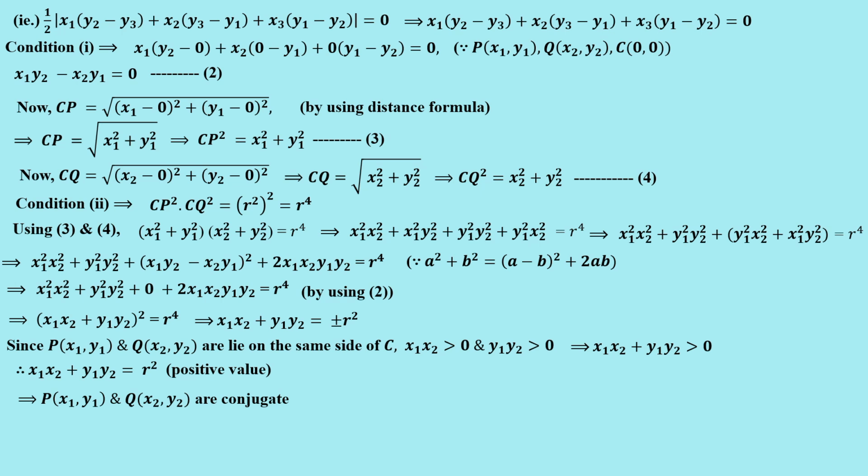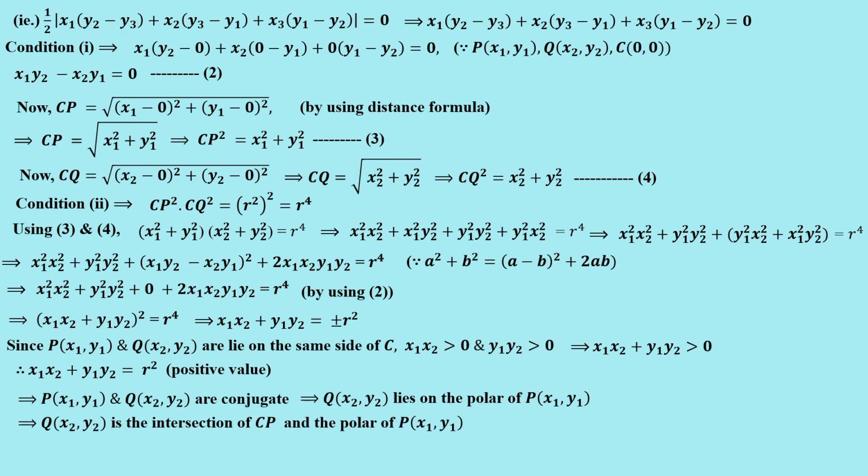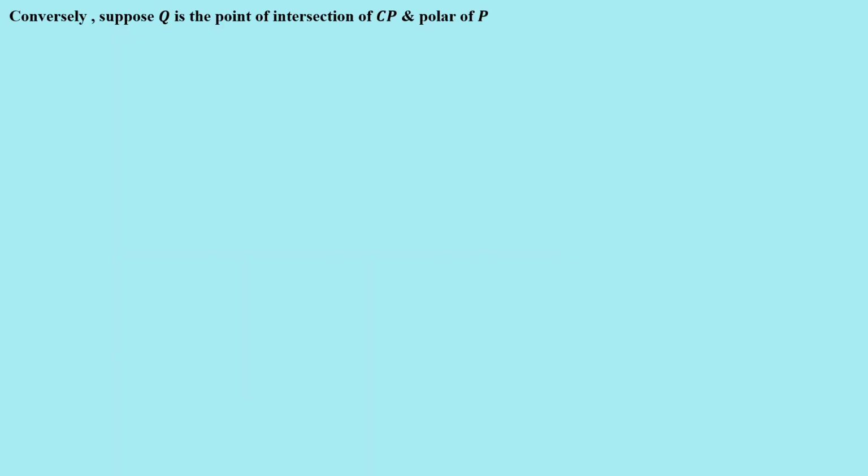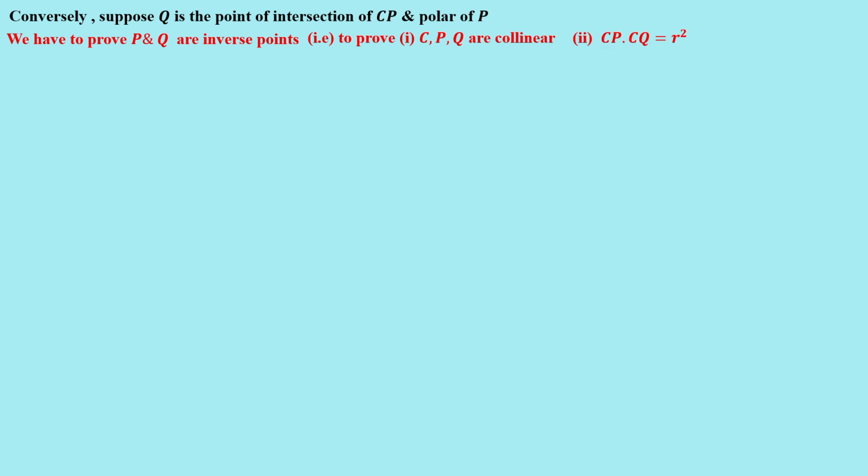So P(x1, y1) and Q(x2, y2) are conjugate, which implies Q(x2, y2) lies on the polar of P(x1, y1). So this implies Q(x2, y2) is the intersection of CP and the polar of P(x1, y1), right? Conversely, suppose Q is the point of intersection of the polar of P and the line joining the points C and P. We have to prove P and Q are inverse points. To prove that, first, C, P, Q are collinear and CP into CQ is r square.